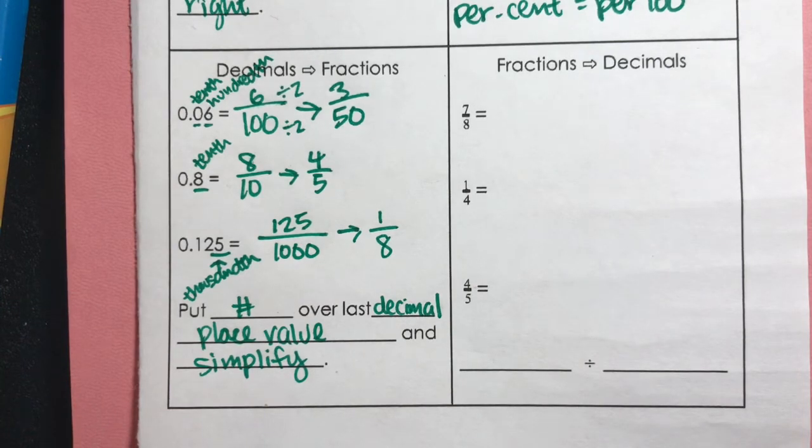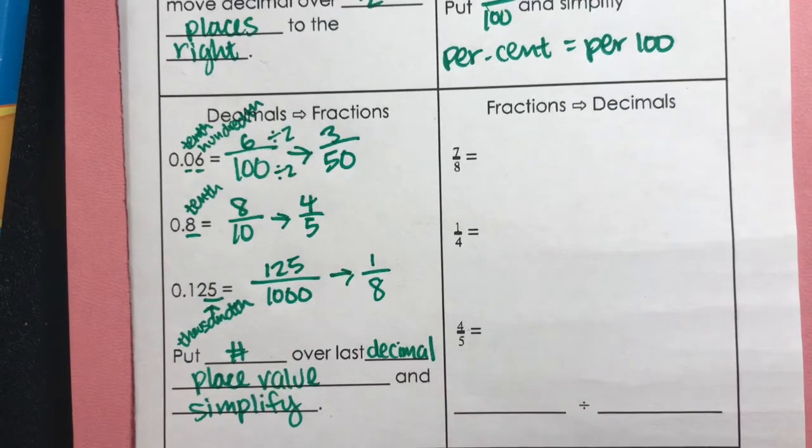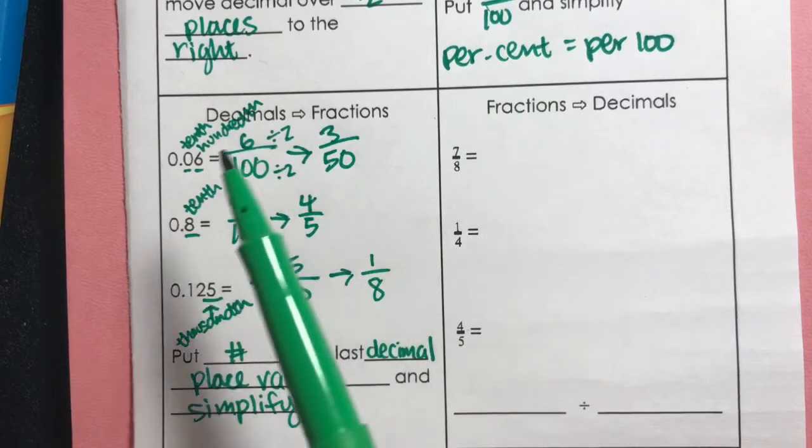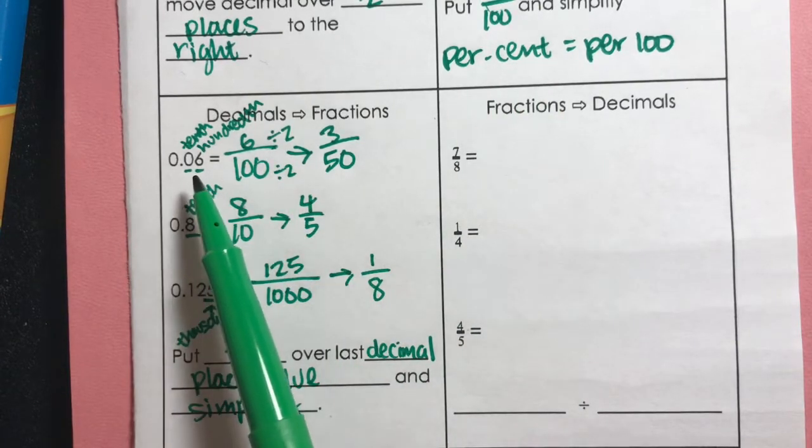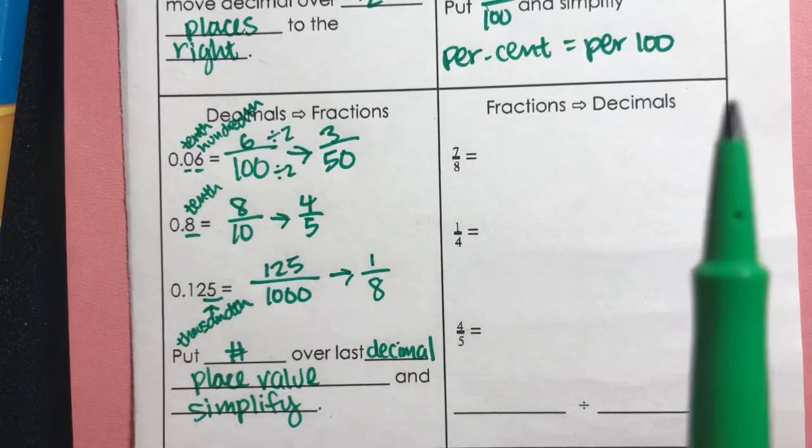So remember, when you're working with decimals to fractions, you're just going to put the number over the last decimal place value and then simplify. This one's also pretty easy. As long as you know your decimal place values, it should not be difficult for you to turn the decimal into a fraction and then simplify.